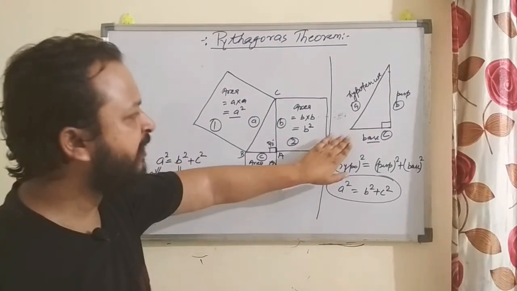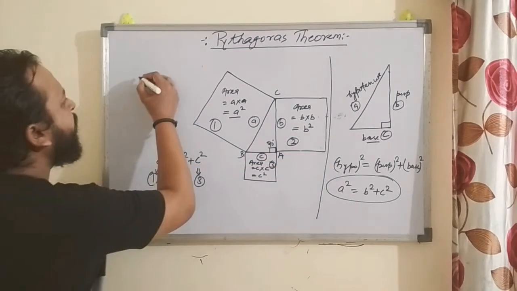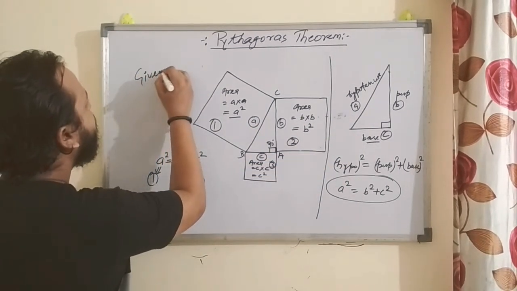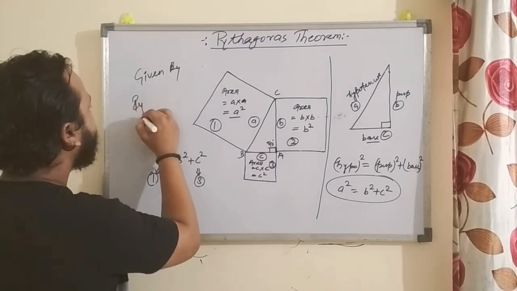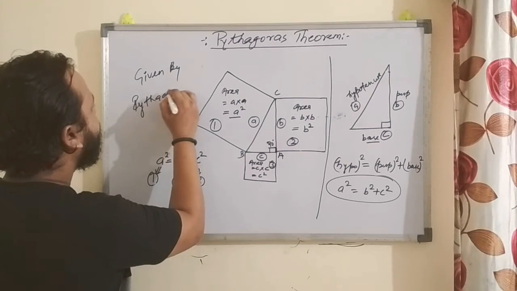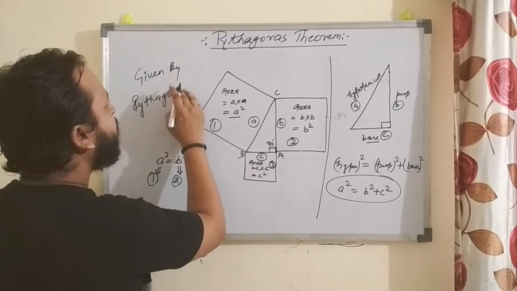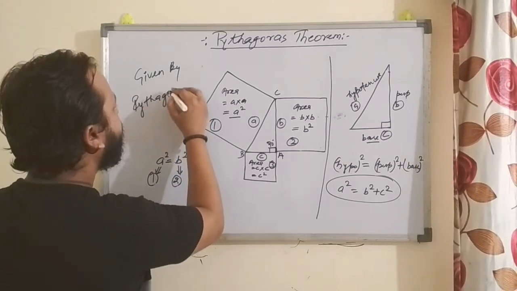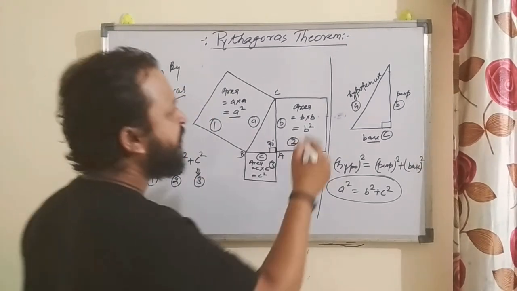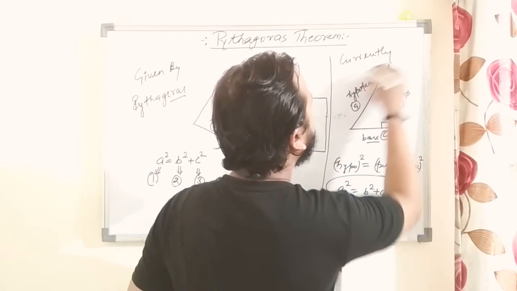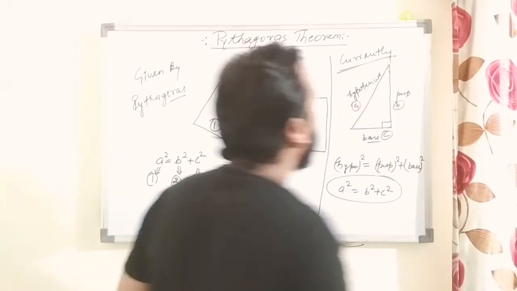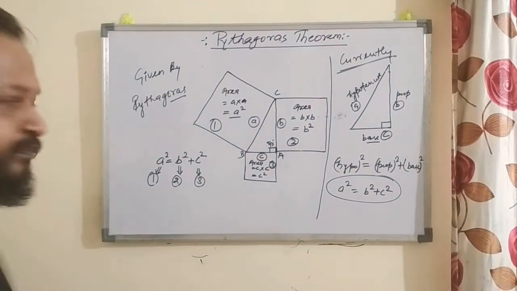But currently we are using this. This is given by Pythagoras, right? And currently we are using this, right?